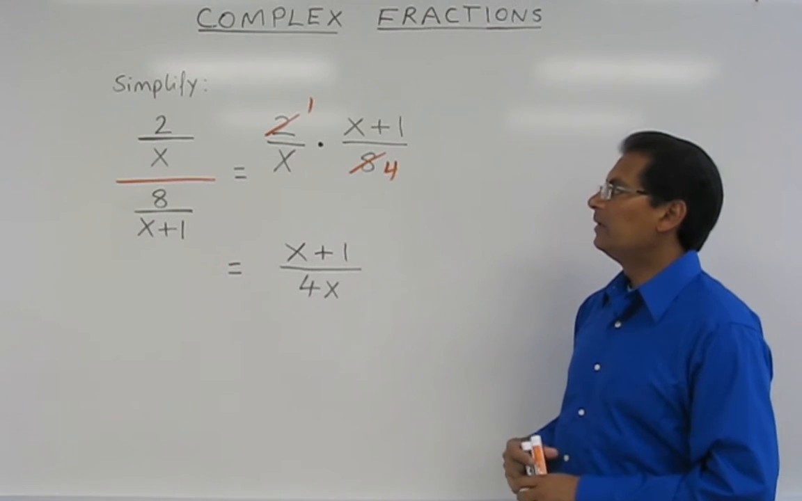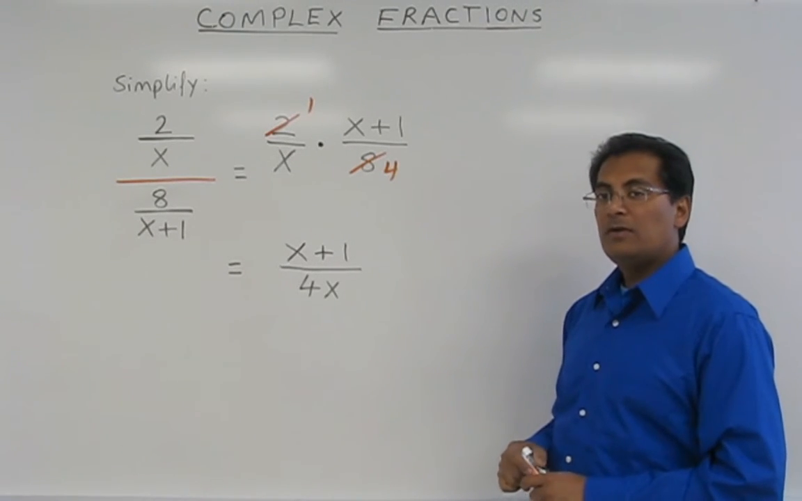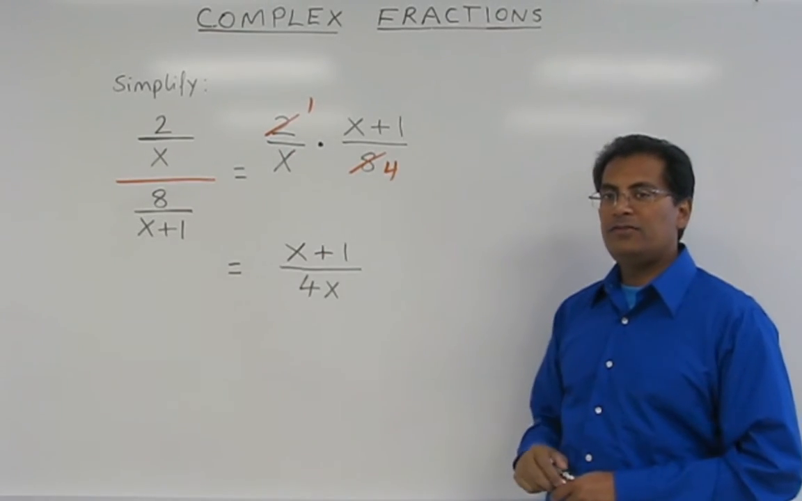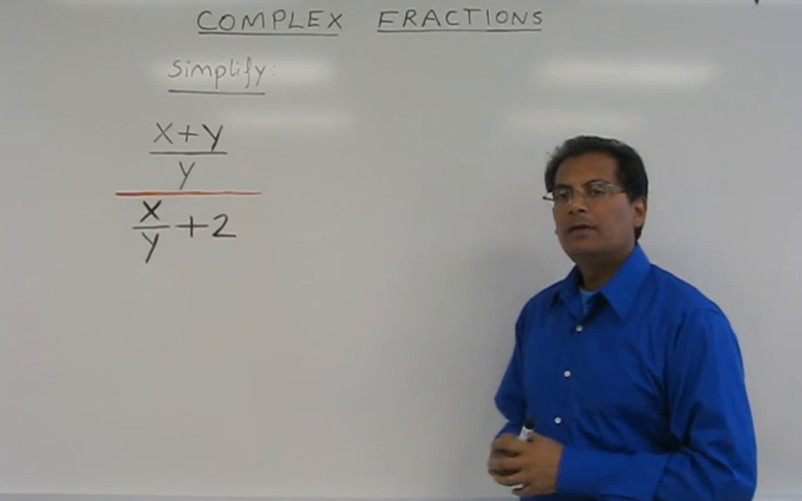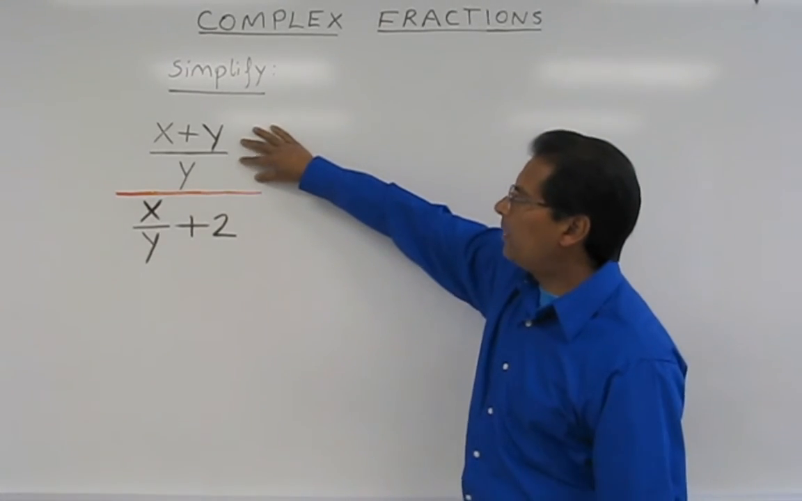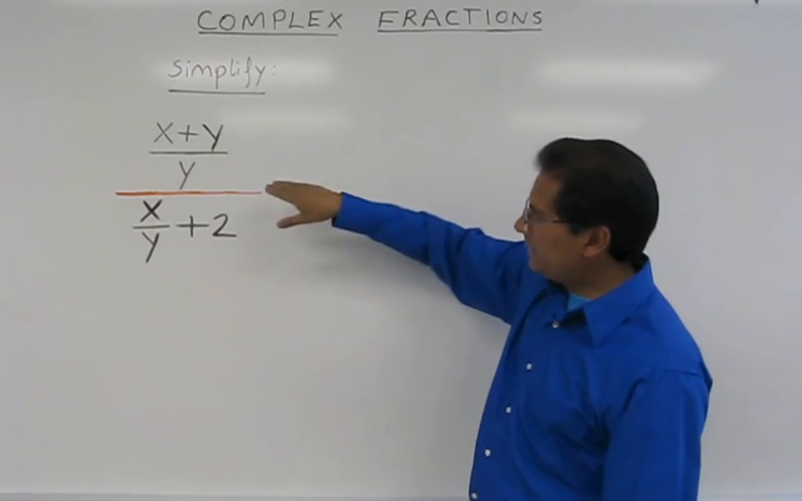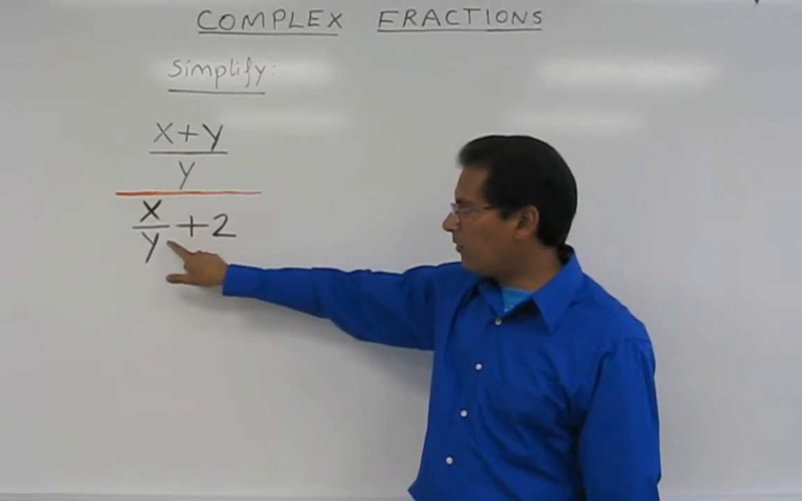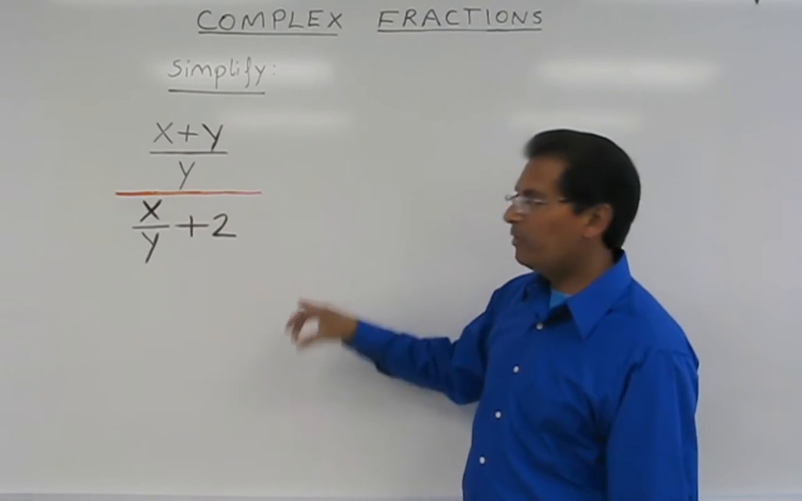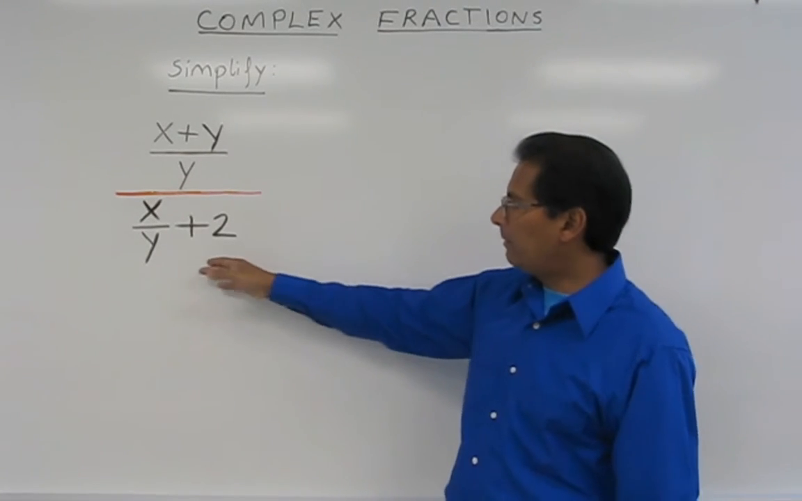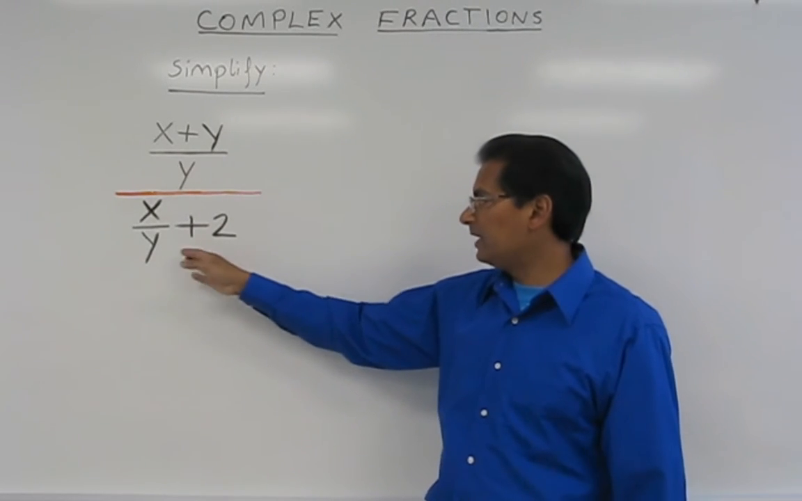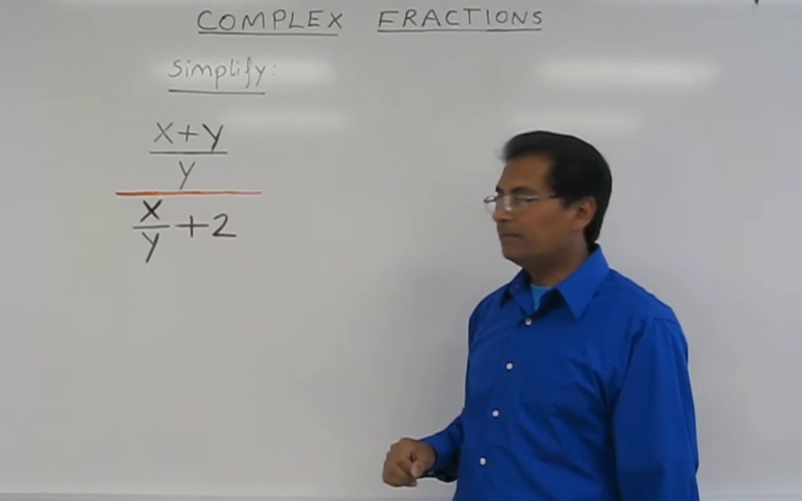Now what if we have to do addition and subtraction of fractions in the numerator and or in the denominator? Let's see an example like that. In this problem, we're asked to simplify the complex fraction x plus y over y divided by x over y plus 2. Now, in order to simplify, before we flip anything, we have to actually combine the denominator into a fraction. We have to add these two together.